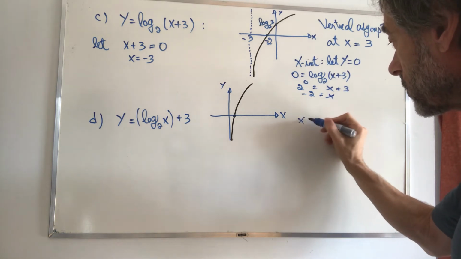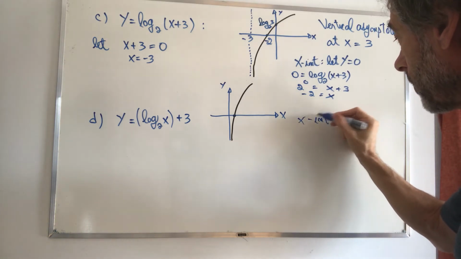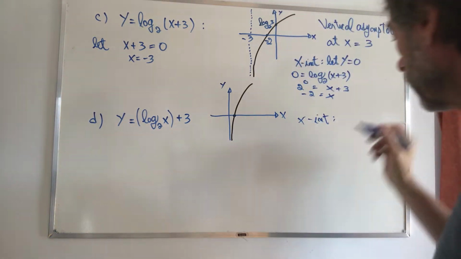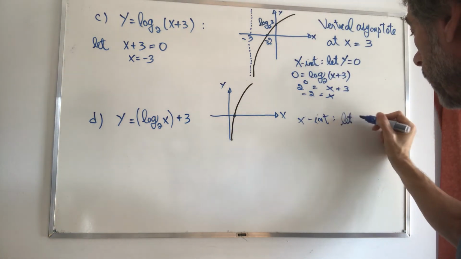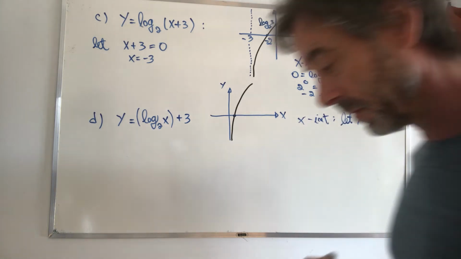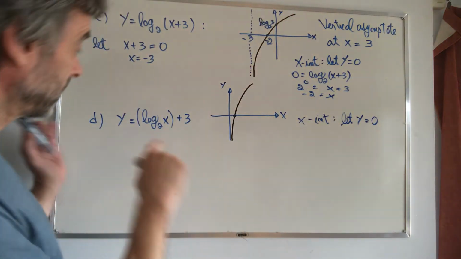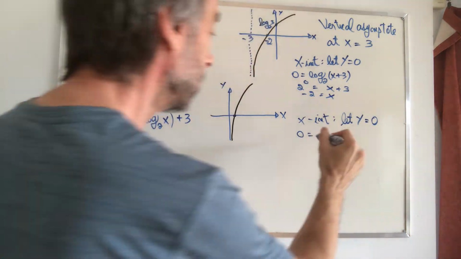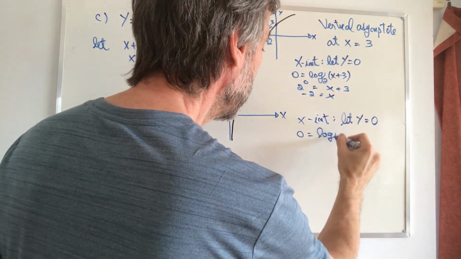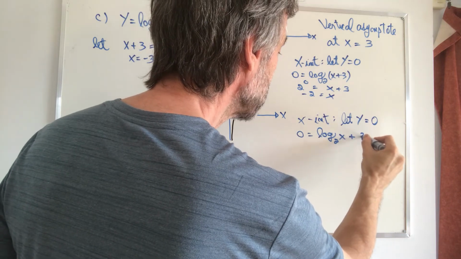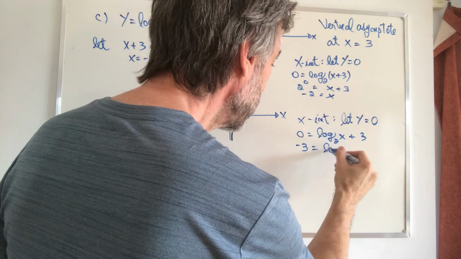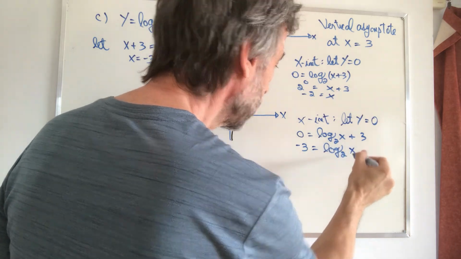x-intercept. Once again, how do I find the x-intercept? Replace y with 0. Let y equal 0. So that means that here y is equal to 0. So log base 2 of x plus 3 is equal to 0. Bring the 3 over. Minus 3 is this.